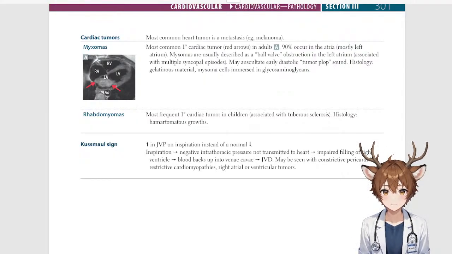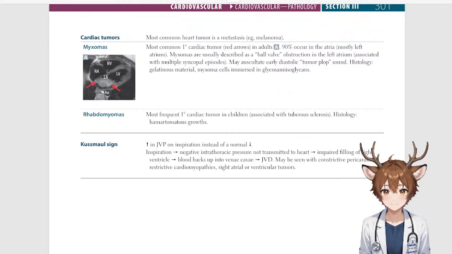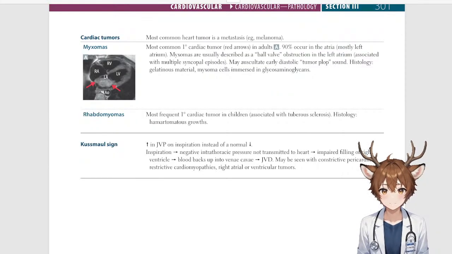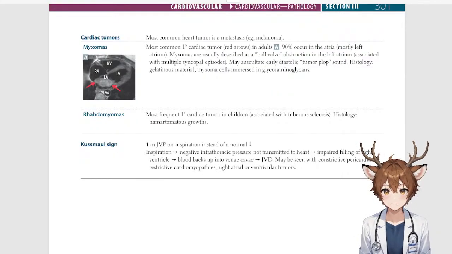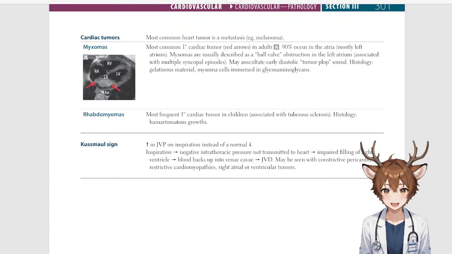But anyway, what about rhabdomyomas? Rhabdomyomas are the most frequent primary cardiac tumor in children, associated with tuberous sclerosis. Histology shows hamartomas growths, more common in the ventricles. So rhabdomyoma is the most common in children, myxoma the most common in adults.